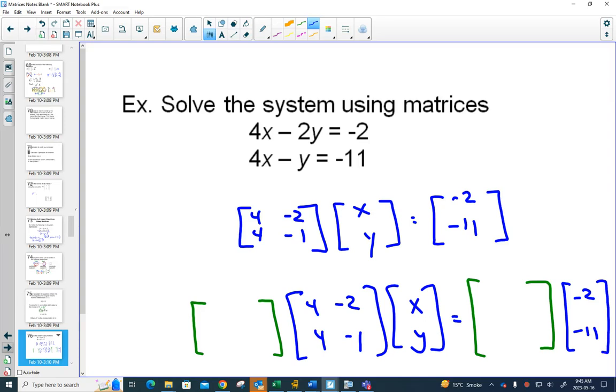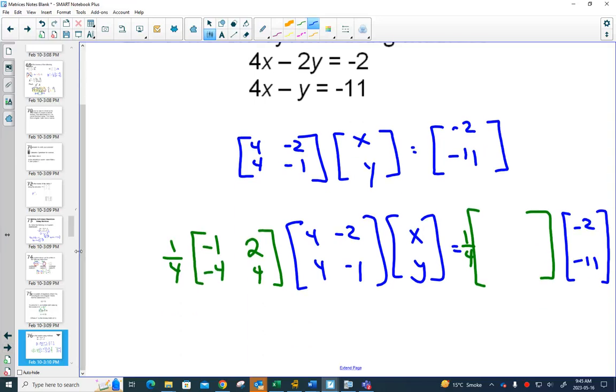Well, we need the determinant. Can you see the determinant is going to be -4 minus a -8? The determinant is going to be 4. So in our inverse, we'll have a 1/4 out in front. And then we switch this diagonal and make this diagonal negative. So we'll have to write that here as well. -1, 4, 2, and -4.